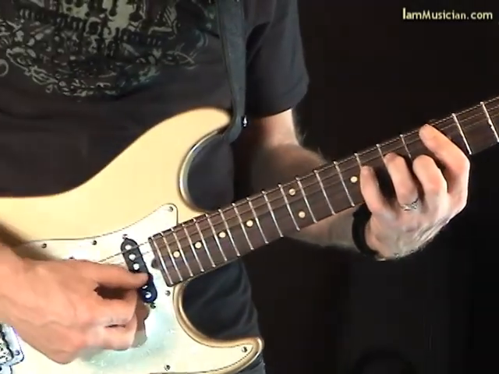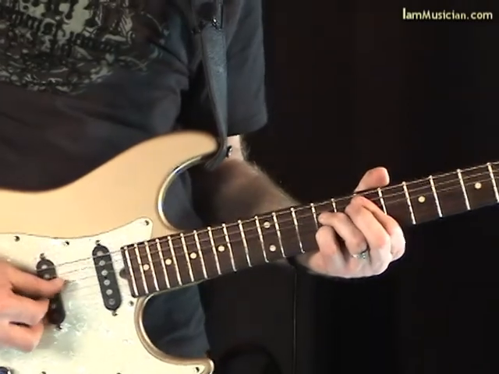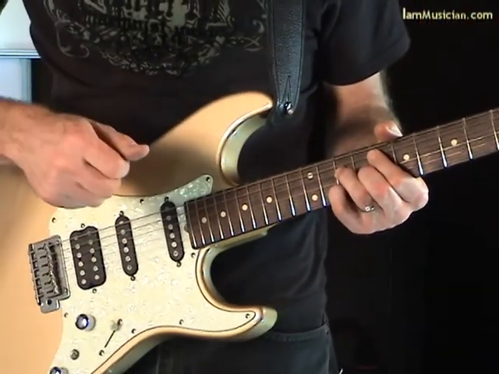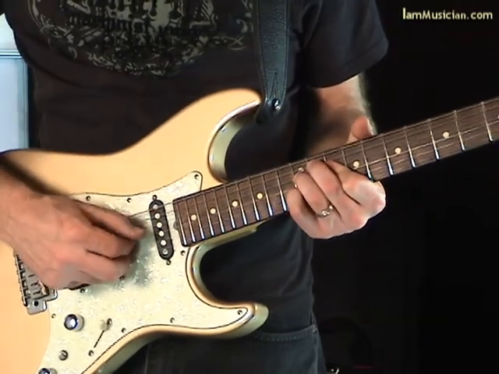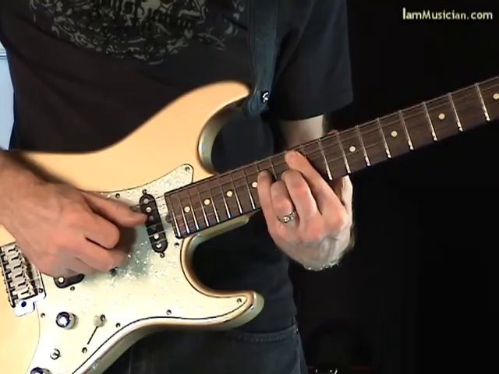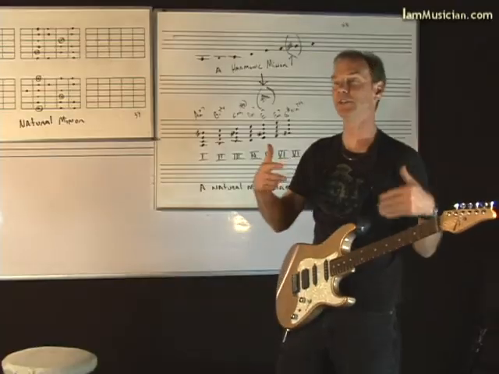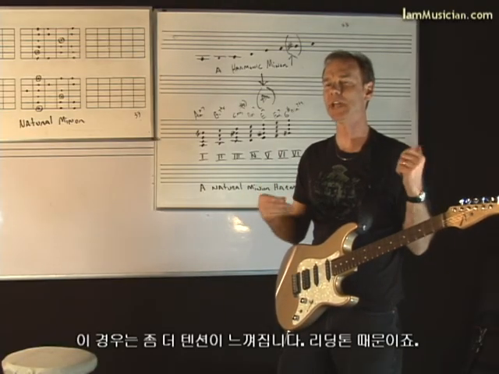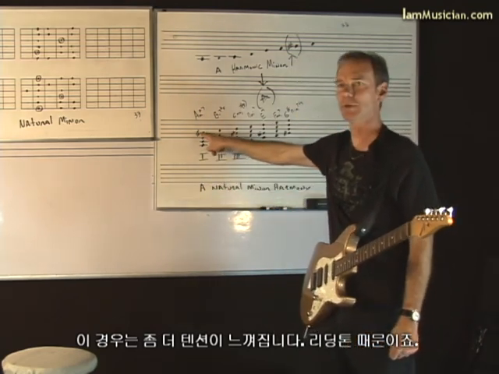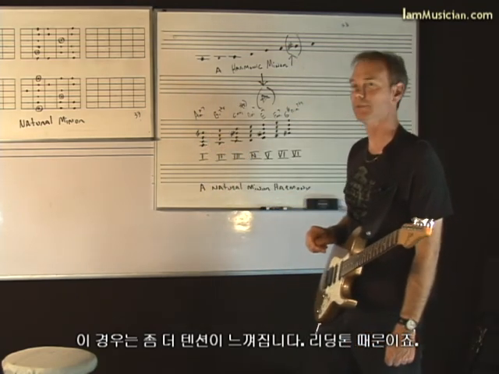Here's the 4 chord. Here's the 5 chord. Here's the 6 chord. And here's the 7 chord. And here's the 1 chord again. Okay, so there's a little bit more tension in this harmonic minor scale because of the nature of this leading tone in the scale.